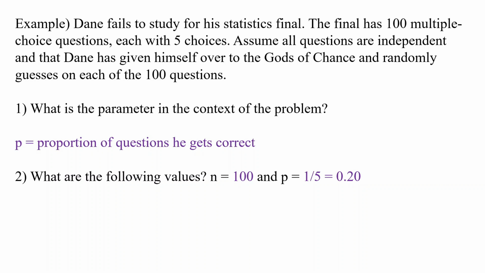Now, you might try to argue with me, isn't 100 the population, right? Because there's a total number of 100 questions. But for us, we would say that, okay, he's going to take 100 questions, right? And in theory, there's an infinite number of questions he could take, right? We just had 100 questions on this final. It represents a sample of questions that Dane is going to have for his statistics final, okay? So that's why lowercase n, our sample is 100, and the proportion of success is 0.2.